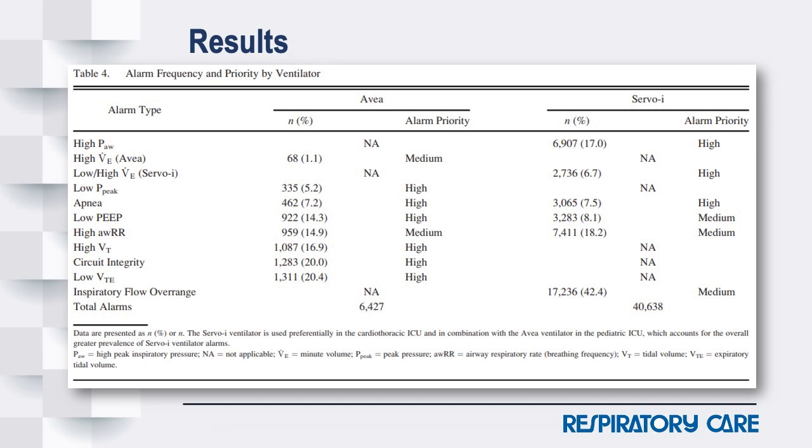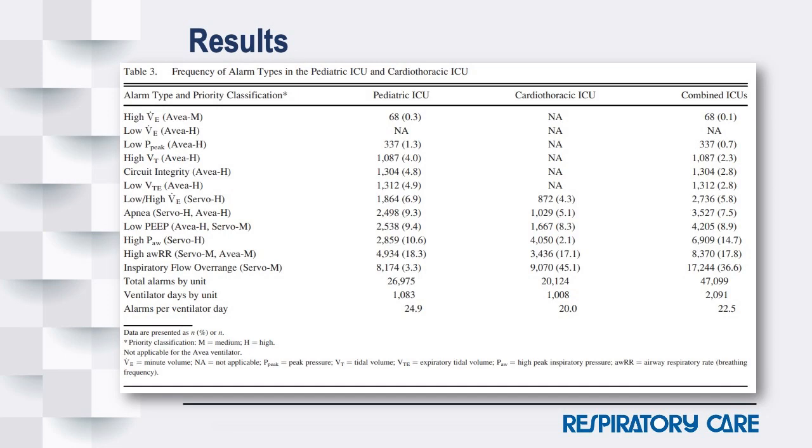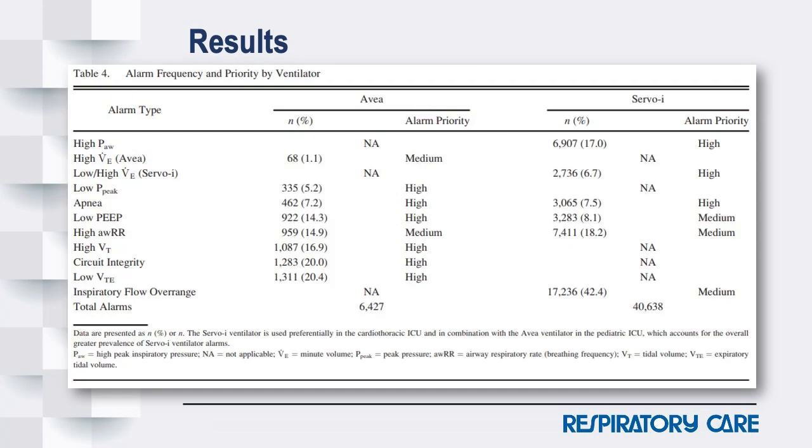Another way to cut up their data, which I should have mentioned, that last one was looking at ICU to ICU, pediatric versus cardiothoracic. The other way to look at this is one ventilator versus another ventilator. So if we look at the AVEA is the left two columns and the Servo-i is the right, I guess 2 or 3 columns, 3 columns I guess it really is, of data here.